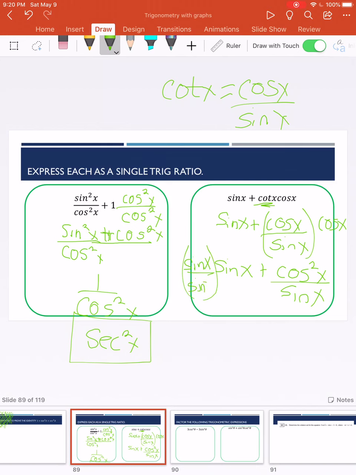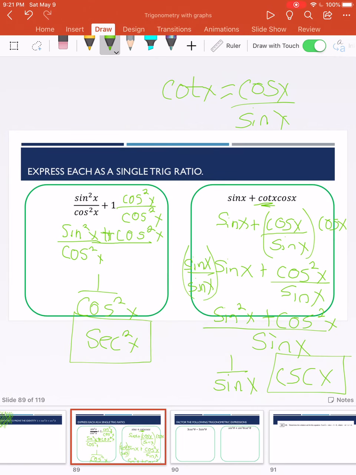Sine x times sine x just gives me sine squared x plus cos squared x all over that common denominator of sine x. So once again, sine squared x plus cos squared x, it's a Pythagorean identity and it's equivalent to 1. So I have 1 over sine x. 1 over sine x is a reciprocal function, it's a quotient identity. So 1 over sine x is the same as cosecant x. So cosecant x would be my final answer.